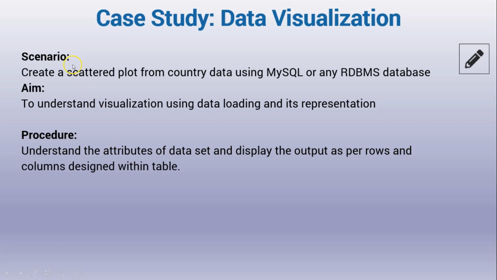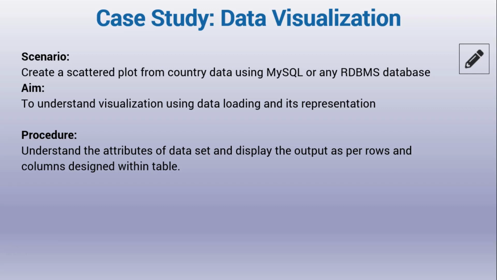So the scenario mentioned here is that we have to create a scatter plot of country data. We have a set of countries stored in one table. Tables have rows and columns, so it is a typical structure of an Excel sheet or CSV sheet. So we have country data, a world data, and we have to do the necessary plotting.